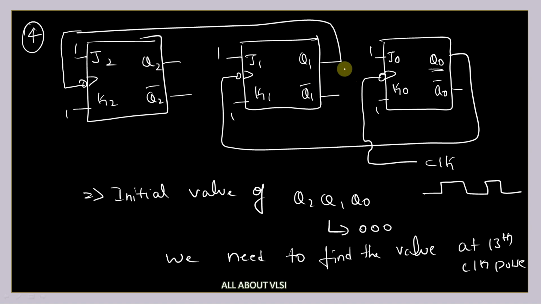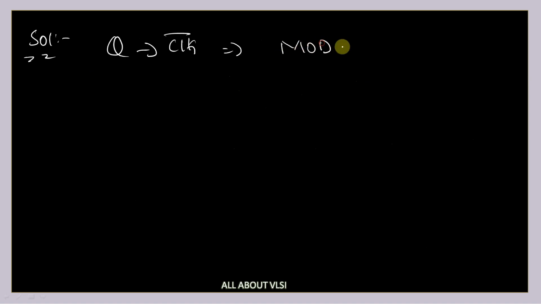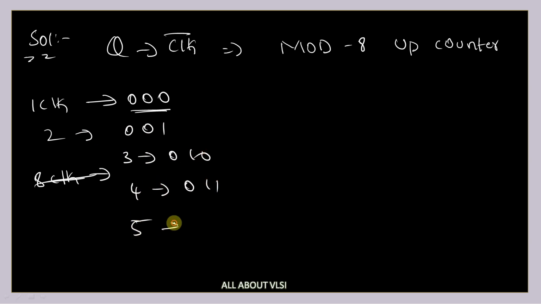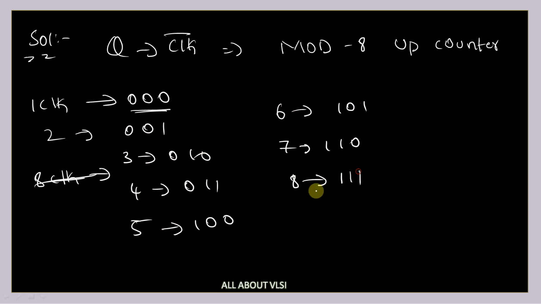And what is the mod number? It is a mod 8 up counter. That means at the first clock pulse it will be equal to 000, at the second clock pulse it will be equal to 001, third clock pulse 010, fourth 011, fifth 100, then 101, 110, 111. So after the eighth clock pulse, it will be equal to 0 again.